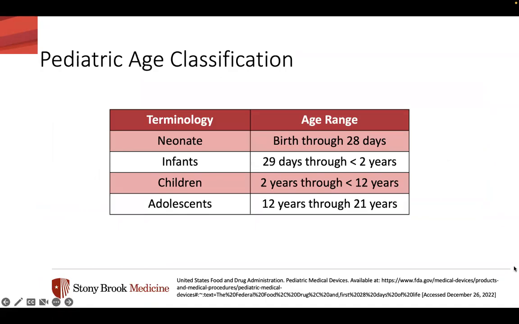Before we start, I do want to go over the pediatric age classification. This chart has all of the different terminology here for you. A neonate is from birth through 28 days of life. Infants are from 29 days through under 2 years old. Children are 2 years through under 12 years, and adolescents are from 12 years through 21 years.